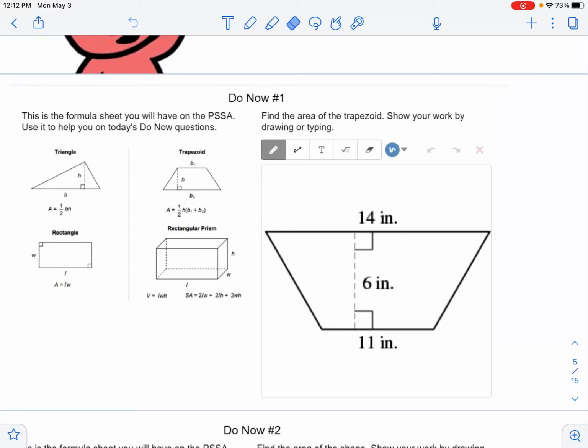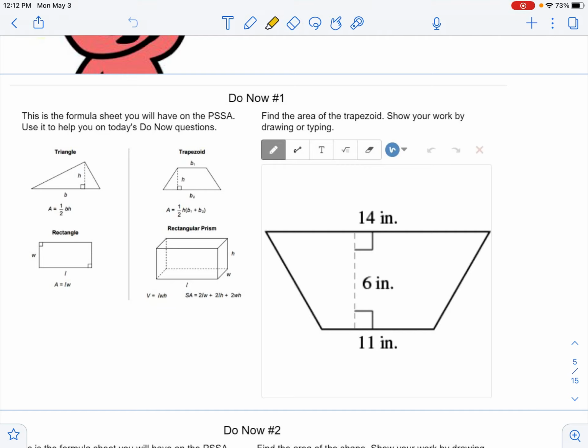This video is going to cover everything we did in class today on Monday, May 3rd, or Tuesday, May 4th if you're in period 5. The first thing that we're going to go over is actually the do now. This was a request. Some people wanted to review exactly how we found the area of a trapezoid.